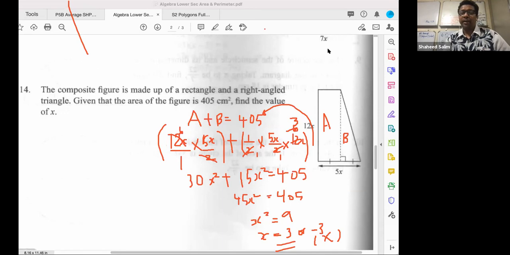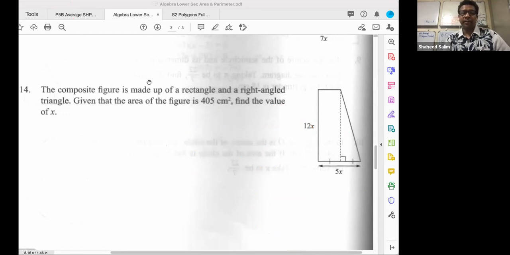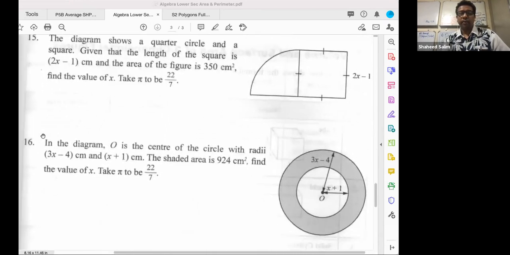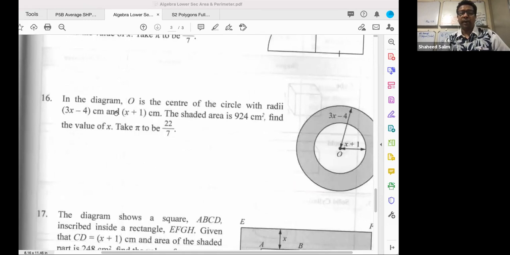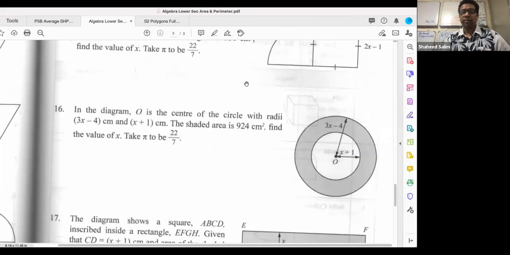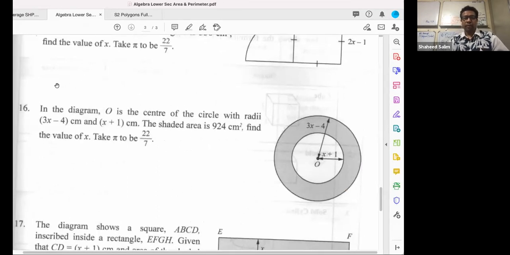We'll try other things. Let's see. This is like area and perimeter. This time, I think it might give a headache. But we have to do one of these because they might give you questions like this, right? So let us try now. You can see, question number 16. Radii is the plural of radius.